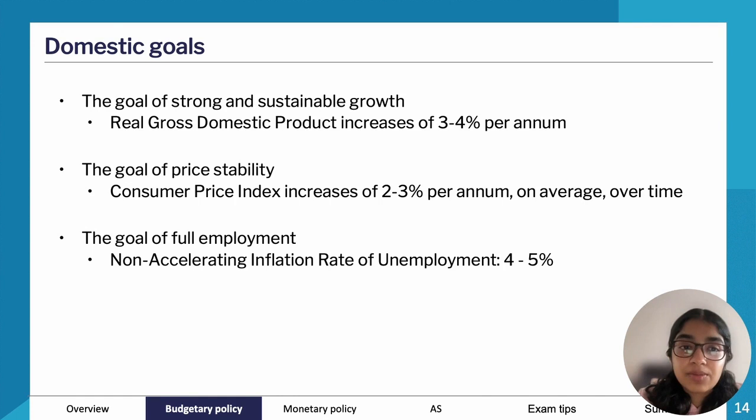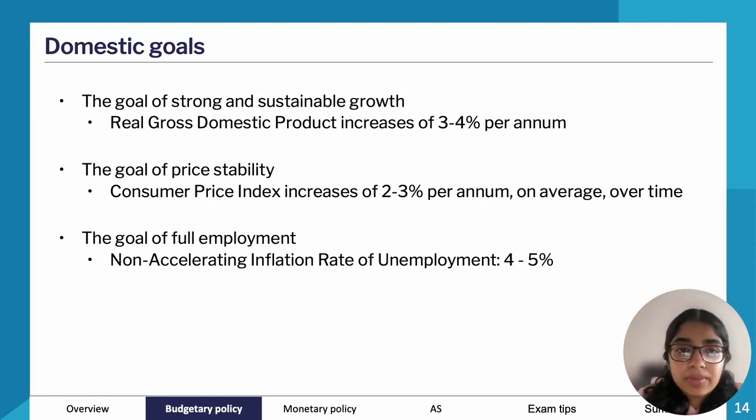So strong and sustainable growth. We want real GDP, or gross domestic product, so real GDP is fine, and we want it to increase by 3 to 4% per annum. Next, price stability or low inflation, so they're both the same goal. We want CPI, or Consumer Price Index, to increase at 2 to 3% per annum. And we really want those keywords, on average over time. So that's definitely a keyword to include.